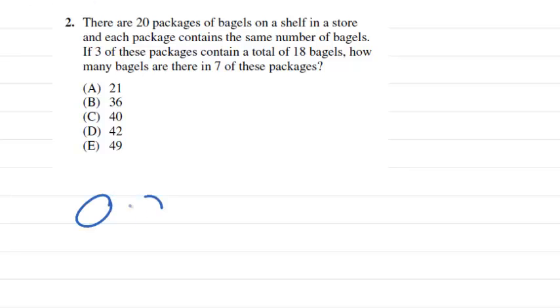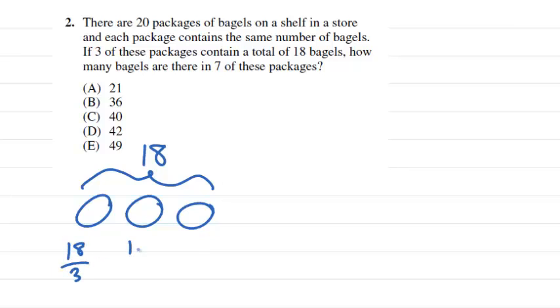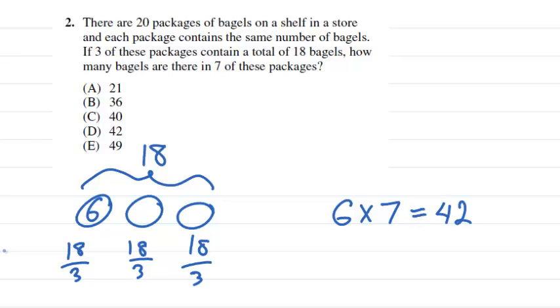Well, if I have 3 packages, and there's a total of 18 and they're spread evenly, then there's going to be 18 over 3 in each one. So 18 over 3 is 6. So now we know that there are 6 in each package. So how many are in 7 of the packages? Well, I have 6 in each, and there are 7 of them altogether. So 6 times 7 is 42. So the right answer there would be D.